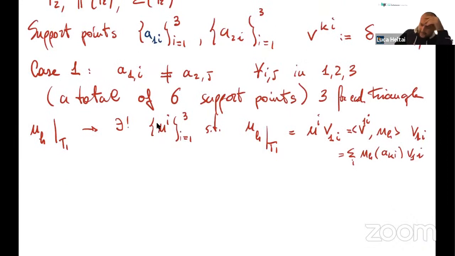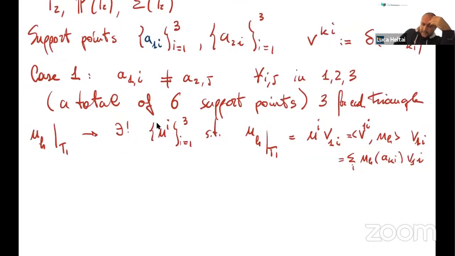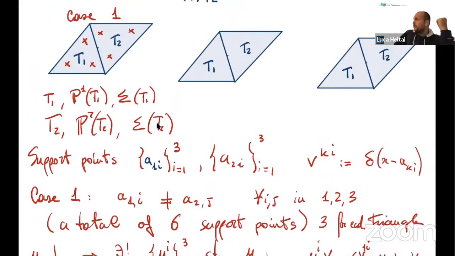So now let's try to understand what is happening here. If I look at UH restricted on T1, and then I look at the same function restricted on T2, if I start with a UH which is continuous, then I do get a continuous function, because there is only one function which is linear on T1 and linear on T2 and continuous across the interface, because there is only one linear function that is continuous, that is linear also on the line. So the linearity transfers to the lower dimensional object.